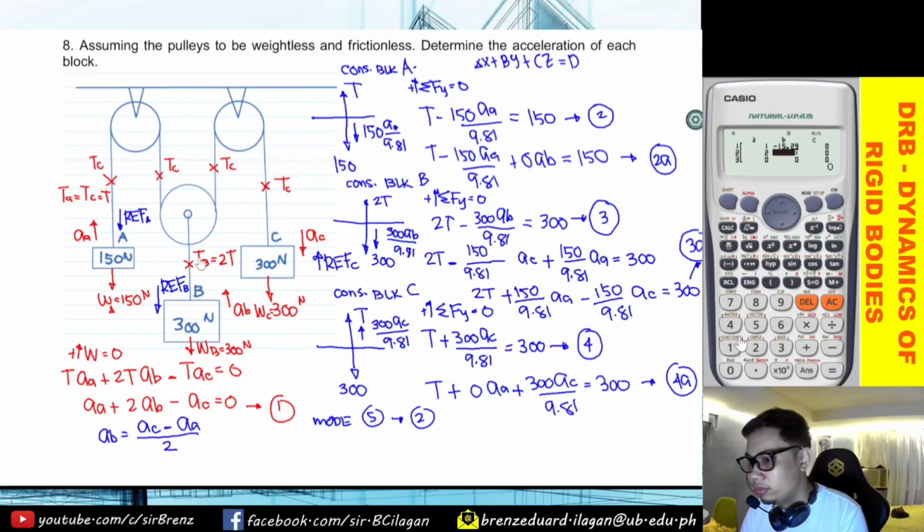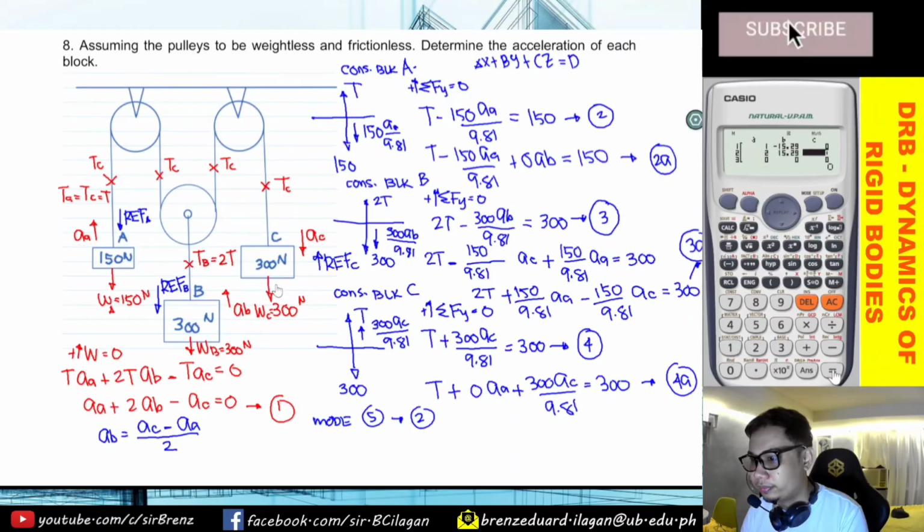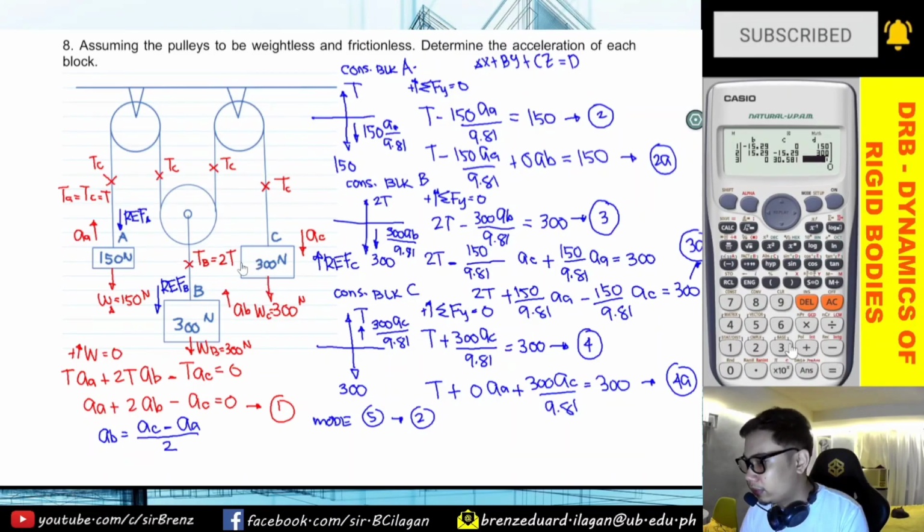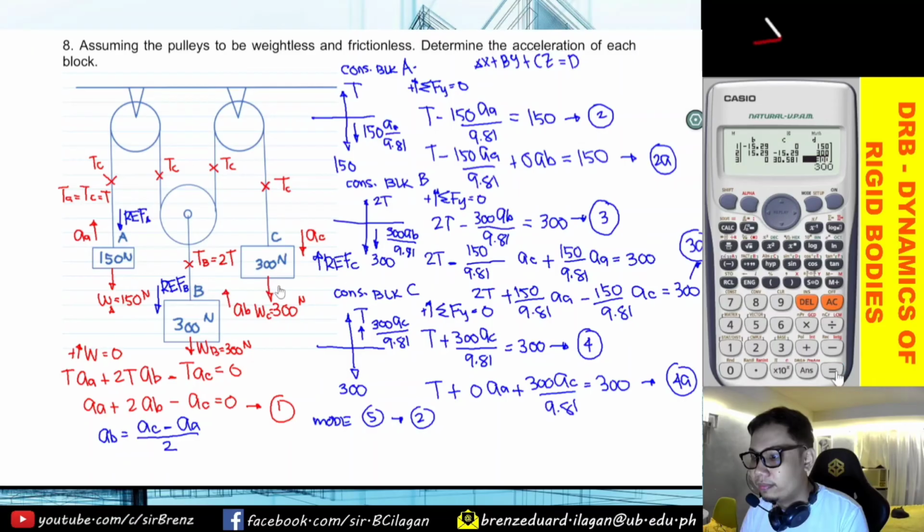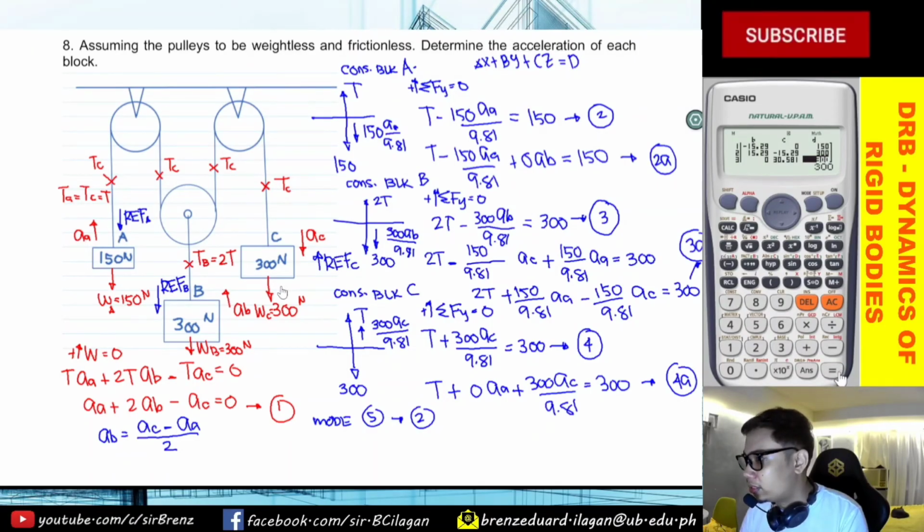So 2, tapos positive 150 divided by 9.81, and then negative 150 divided by 9.81, tapos 300. And then 4A, so we have 1, tapos 0, tapos 300 divided by 9.81 and then 300. Check.